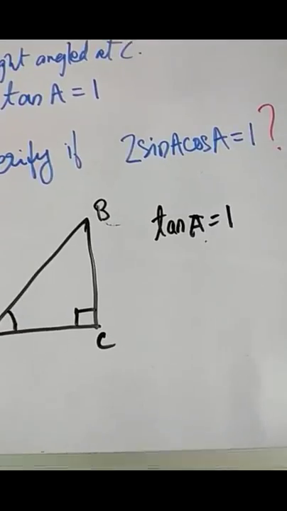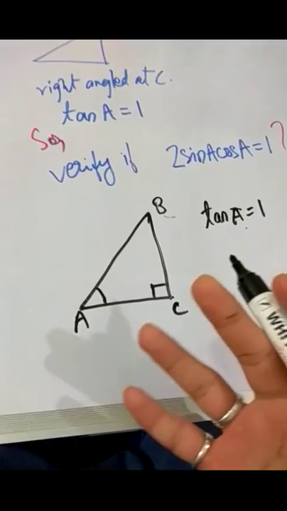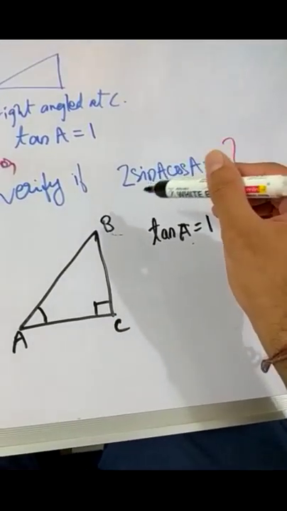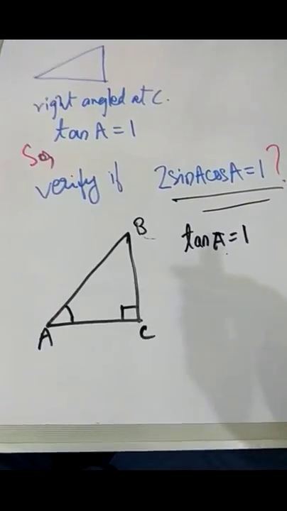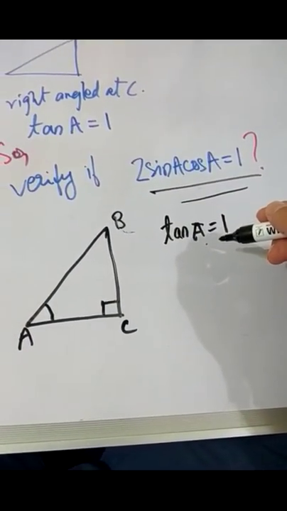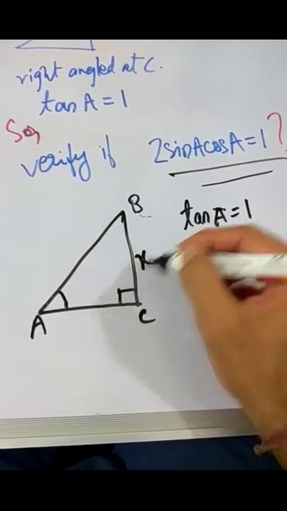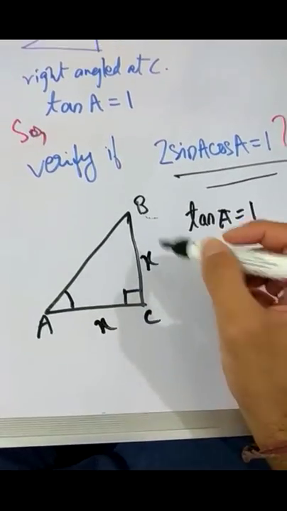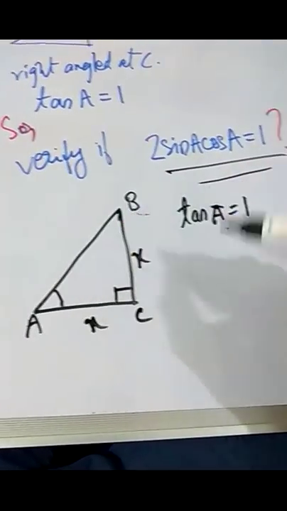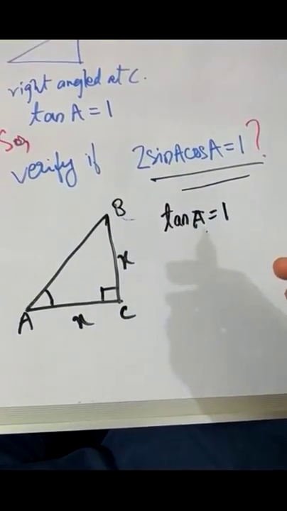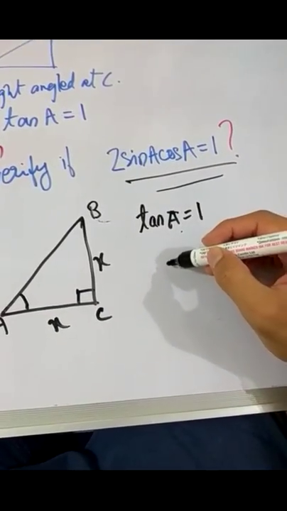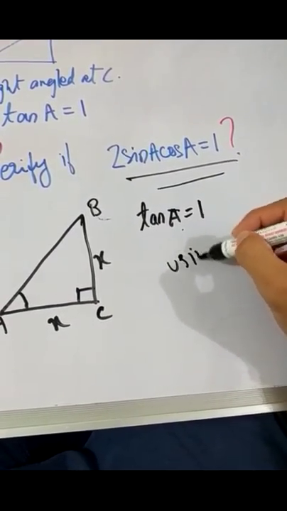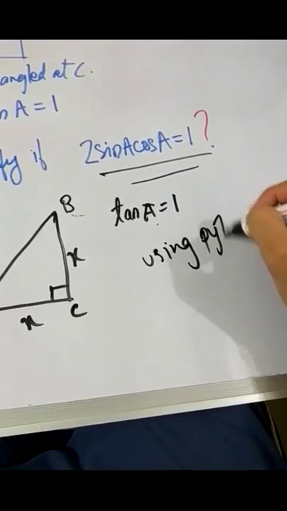Now basically to solve this one we have to get the value of all the sides to solve this question. So tan A equals to 1. Let's say that these two are x. We have to get the value of hypotenuse through the Pythagoras theorem.